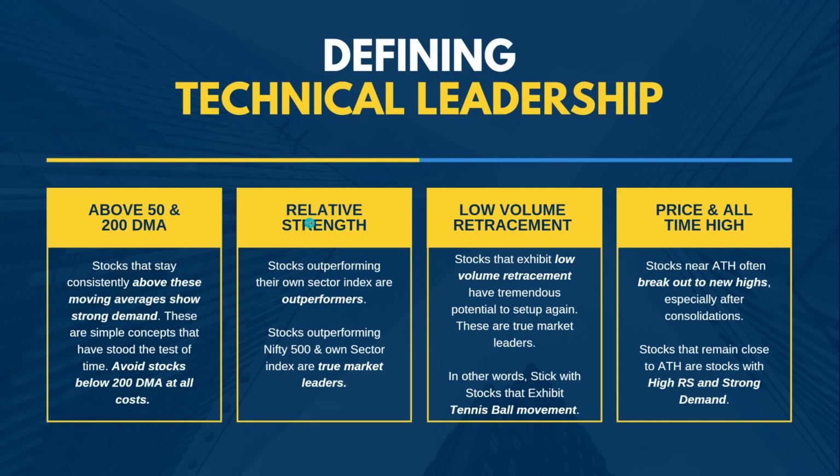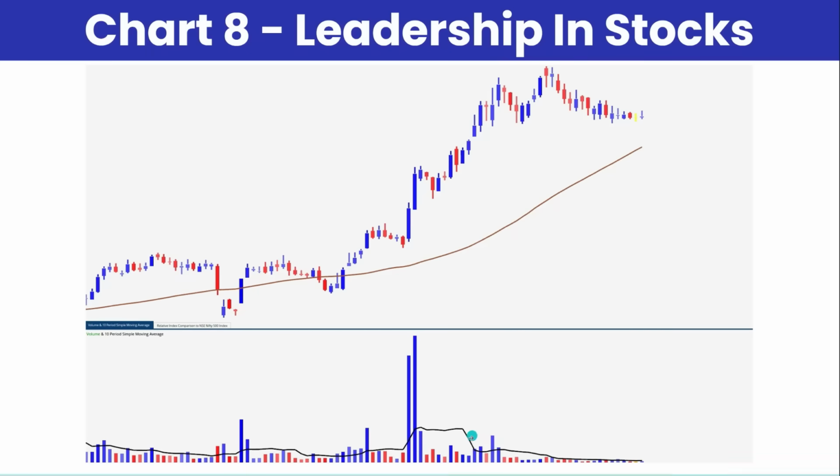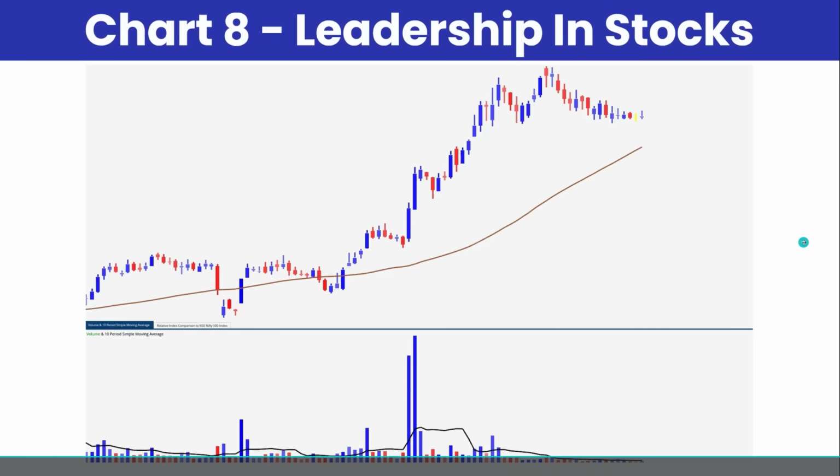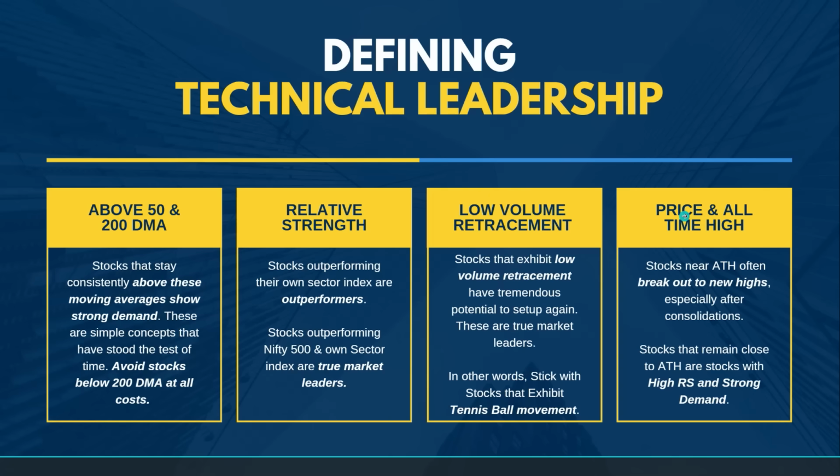You have to look for stocks with rising relative strength, that is ratio against Nifty 500. Look for low volume retracement, just as we saw here. Look at how the volumes are drying up as the stock is moving lower. And price should be near all-time high, because as the price approaches left side resistance, it finds it difficult to cross it with ease. So always look for stocks that are closer to all-time high.